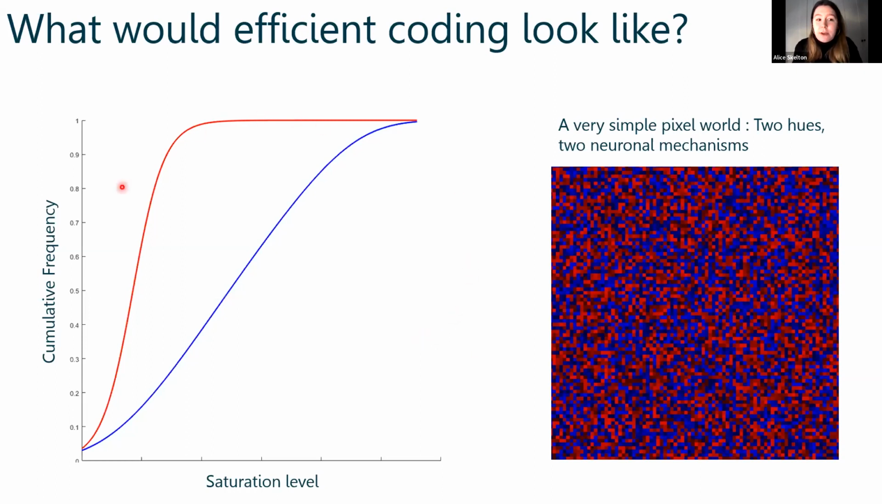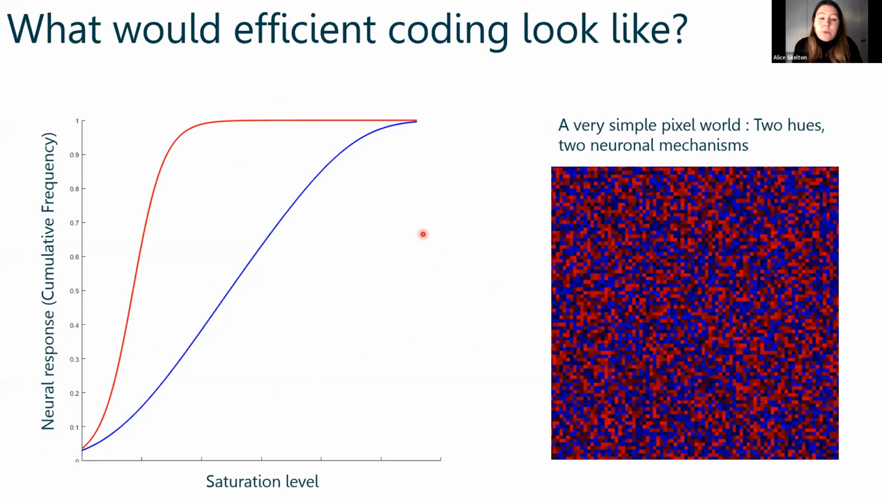So it wouldn't be very efficient for our neurons to code these two distributions in exactly the same way. That wouldn't be an accurate reflection of what's happening here. So we would expect with efficient coding that the neural response would match the shape of our cumulative frequency distributions. So we can use this y-axis as a proxy for neural response.